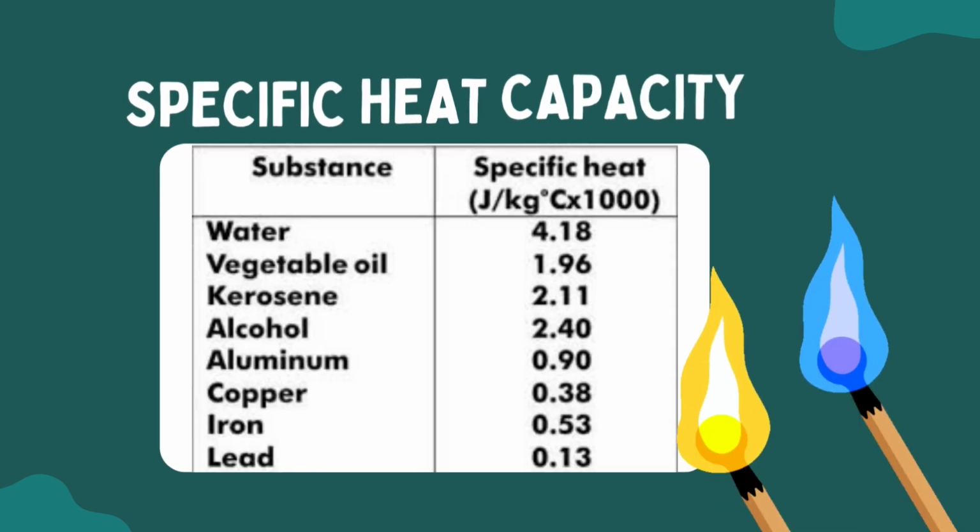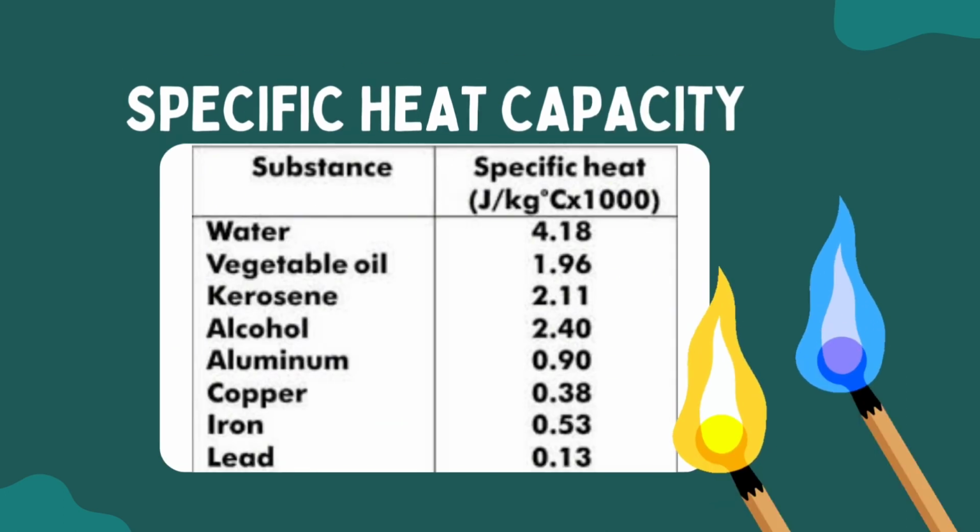Say for example, here in the table, water has the highest specific heat capacity with 4.18 because it requires more heat to increase its temperature by a degree, while lead has the lowest specific heat capacity with 0.13 because it just requires less heat to increase its temperature by 1 degree.